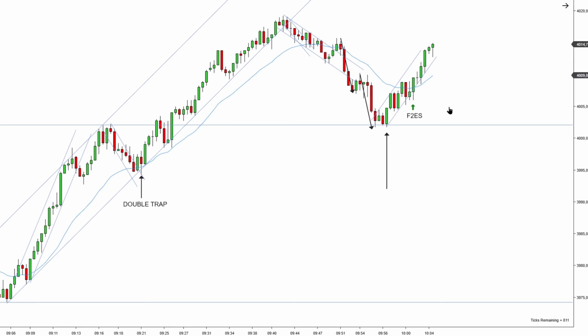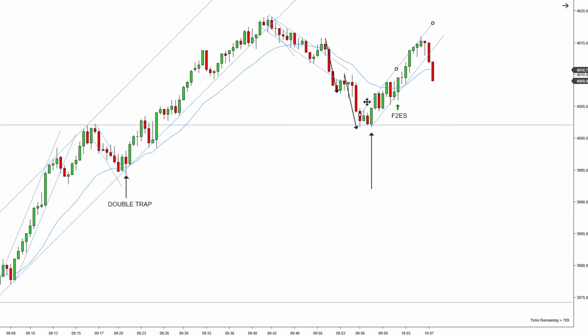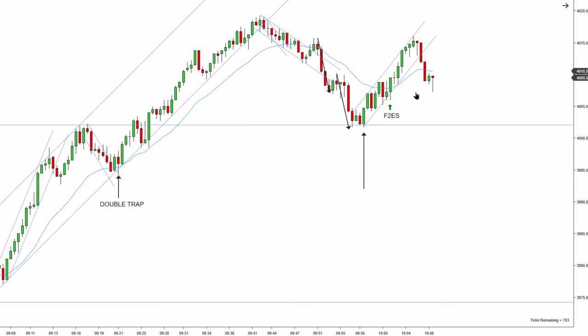You can actually extend the uptrend a little bit. This is where my runner got stopped out at break even, because once the scalp is made, I pull my runner to break even because I don't want to risk anything more on the table. So at this point when I'm watching this, the structure is more bullish.